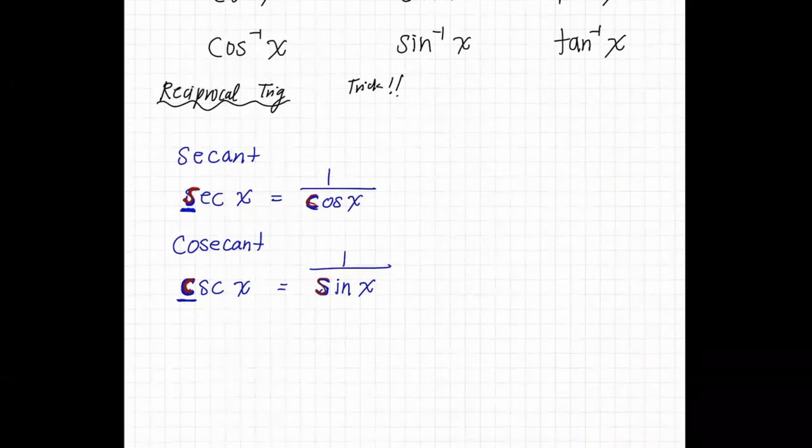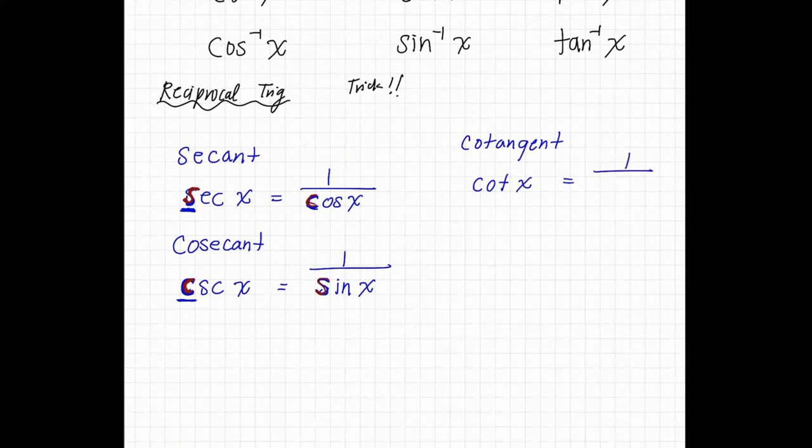Okay? And then the last one is cotangent. And that one is the easiest one to remember. Cotangent is COT. Cotangent is a reciprocal of, obviously, tangent of x. Reciprocal of tangent. Okay? So cotangent, I don't think there's really a trick needed for that. It has the word tangent in it, so it's a reciprocal of tangent.